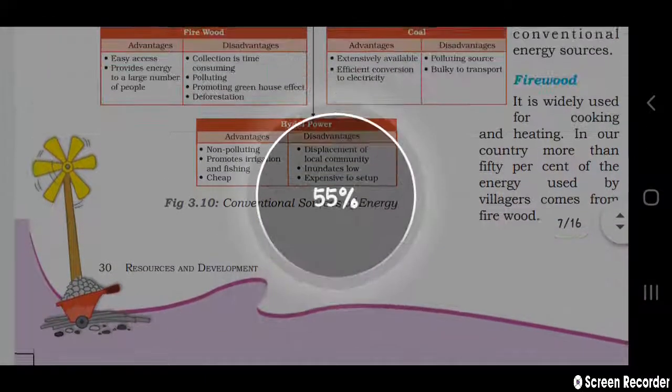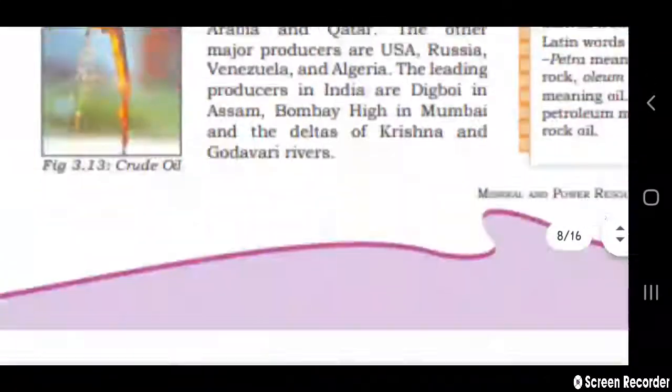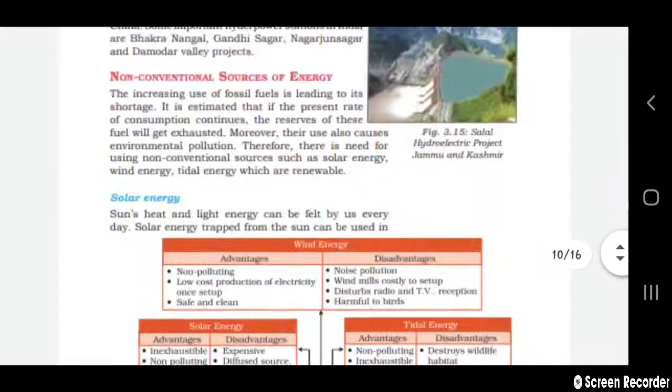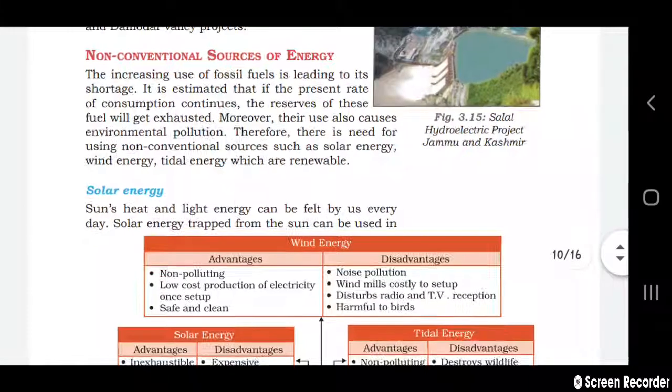So now let us know the advantages and disadvantages of hydel power. The advantages of hydel power are that it is non-polluting, promotes irrigation and fishing, and is very cheap. But the disadvantages are the displacement of local communities, inundation, and that a hydel power station is slow and expensive to set up. Next, non-conventional sources of energy.